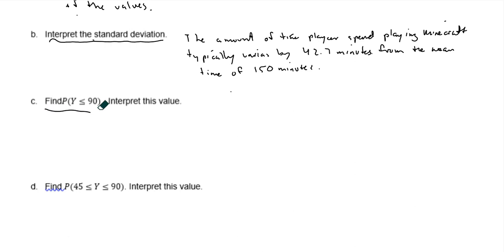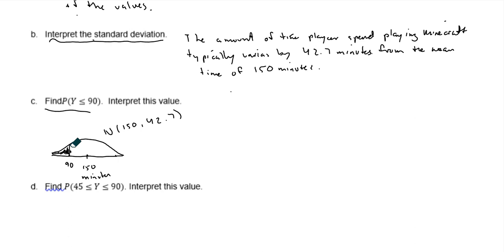Now let's take this and find part C. Part C says: find the probability where y is less than or equal to 90, and interpret this value. Because we have a normal distribution, I'm going to draw this out. We have a mean of 150 minutes and a standard deviation of 42.7. We're looking for where we have 90, so 90 is going to be down here, and we're going to shade that in. So we're looking for the probability of y being less than or equal to 90.